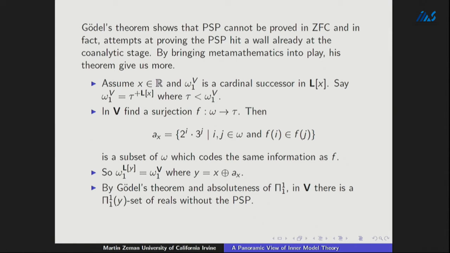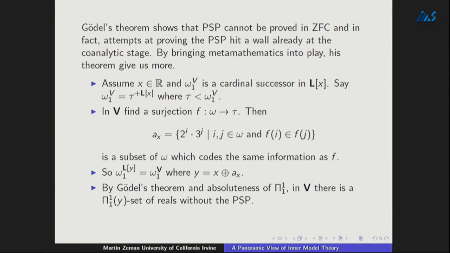So now, using Gödel's theorem and absoluteness, the same set he constructed shows you that you have a Π^1_1 set without the perfect set property, but in V now. So just assuming that omega 1 is a cardinal successor in a model of the form L[X], you can construct a coanalytic set in V without the perfect set property.